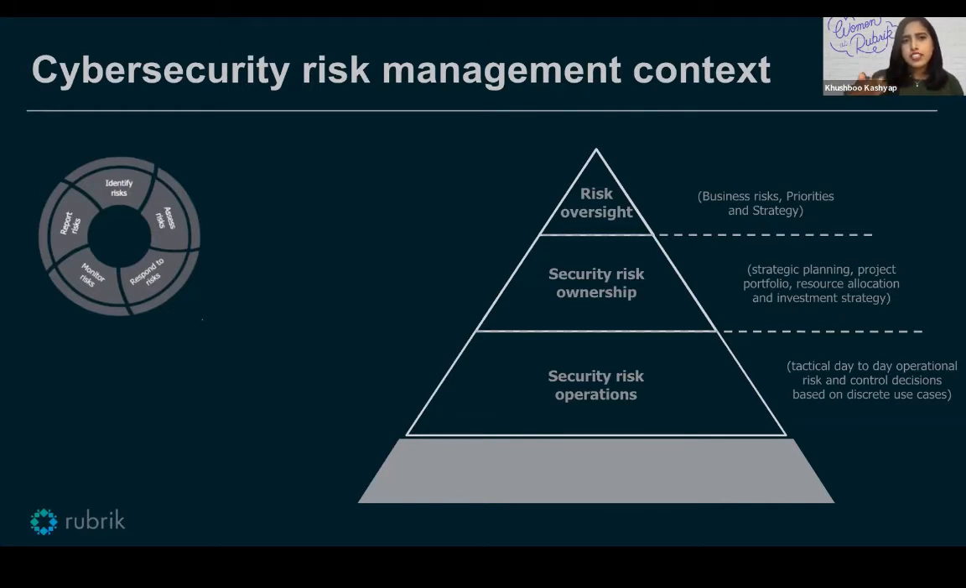It helps different parts of the organization in different layers, as you see. For example, here on the screen, the lower level program components help with the operations. So these are our tactical day-to-day operational risk and control decisions based on, of course, discrete use cases. On the middle layer, you have the management with the different engineering teams, IT teams, product teams who work on security risk. Here we help them do strategic planning, project portfolio, resource allocation, and also help them with investment strategy as to how they need to make sure to include security as part of all their processes. And on top of the pyramid is risk oversight. This is about fiduciary oversight, mostly handled by your e-staff, your executives, your board of directors. And here we deal with business risk, not just security risk, but what does it mean in business terms, how to identify your priorities, and how to inform your strategy.